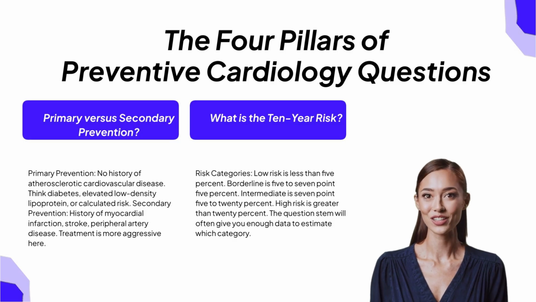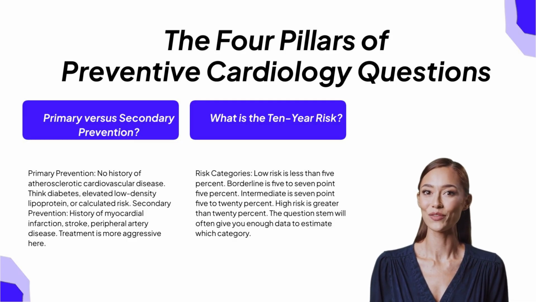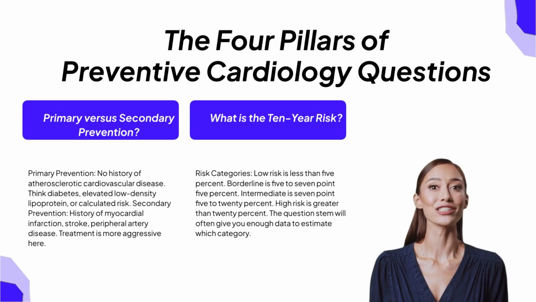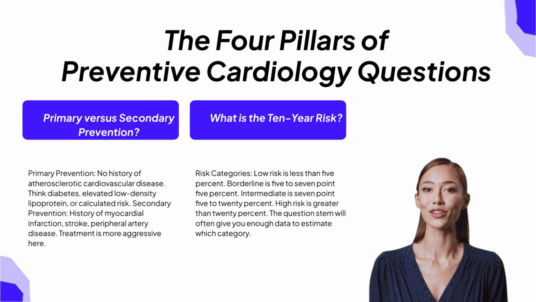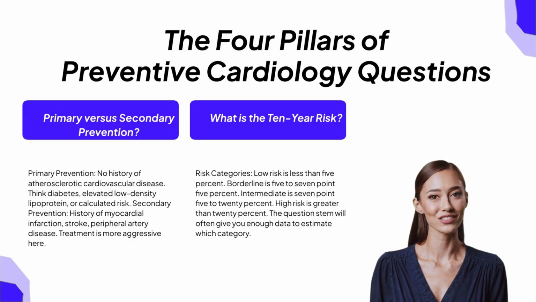Every preventive cardiology question on the boards can be broken down using these 4 pillars. First, always identify if this is primary or secondary prevention. Primary means no cardiovascular disease history yet. Secondary means they already have heart disease, stroke, or peripheral artery disease. Second, understand the risk categories. The 10-year risk calculation drives most primary prevention decisions. Knowing these thresholds will help you eliminate wrong answers quickly.